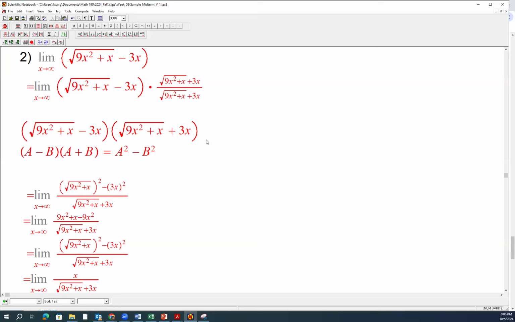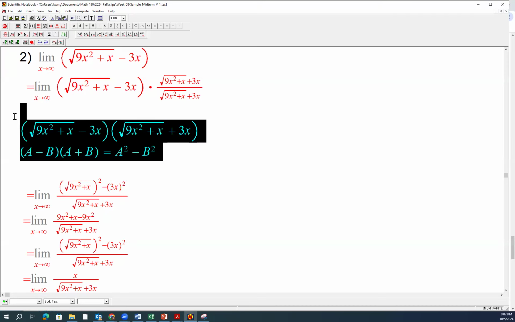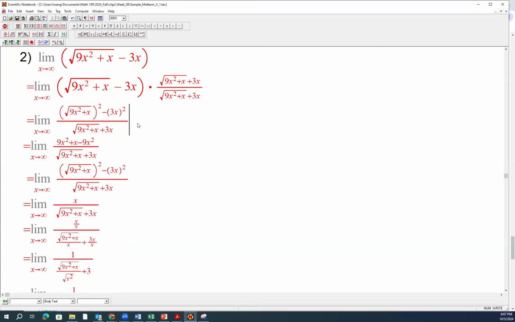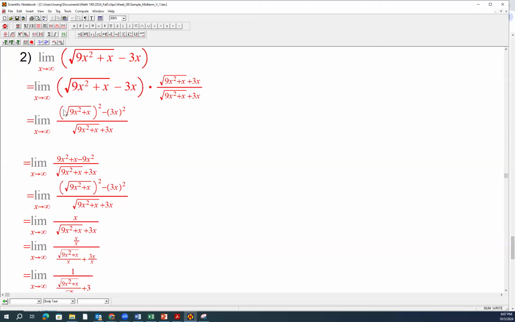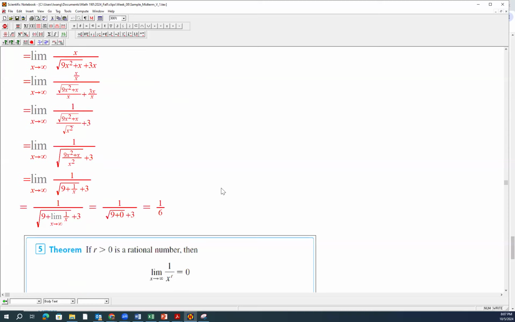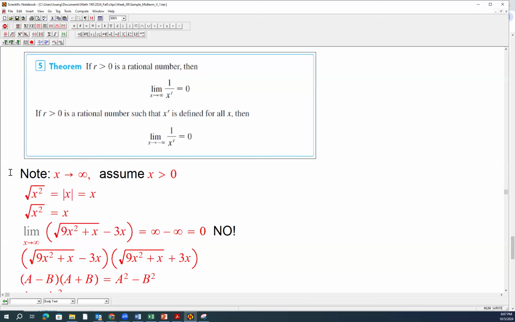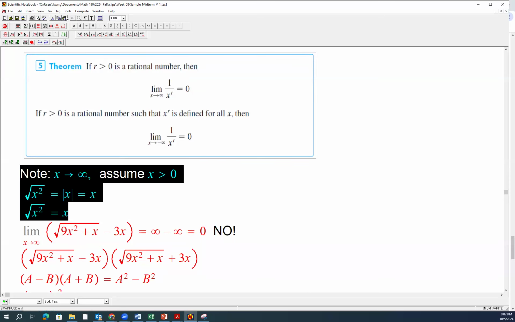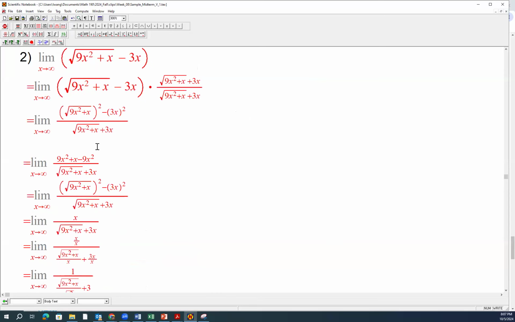Root minus 3x, root plus 3x, that's a minus b times a plus b, which is a squared minus b squared. So that's how we get this step. Okay, we get the numerator becomes that. Okay, so now we can remove that. Continue, right? On this piece, I wish to review the other facts, which are these. Okay, I'm going to bring it up here.